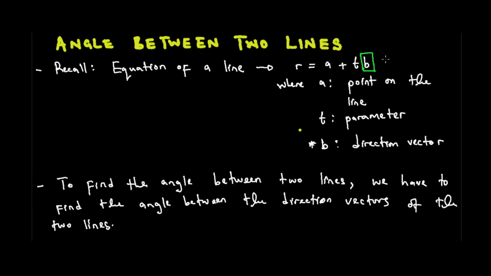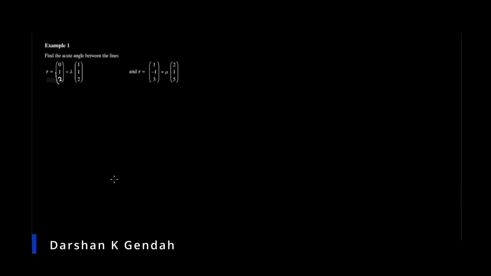So let us have our first example to exemplify what we are learning. Okay, this is our first example. It says find the acute angle between the two lines. So these are our two lines. So we need to know what the direction vectors are going to be.